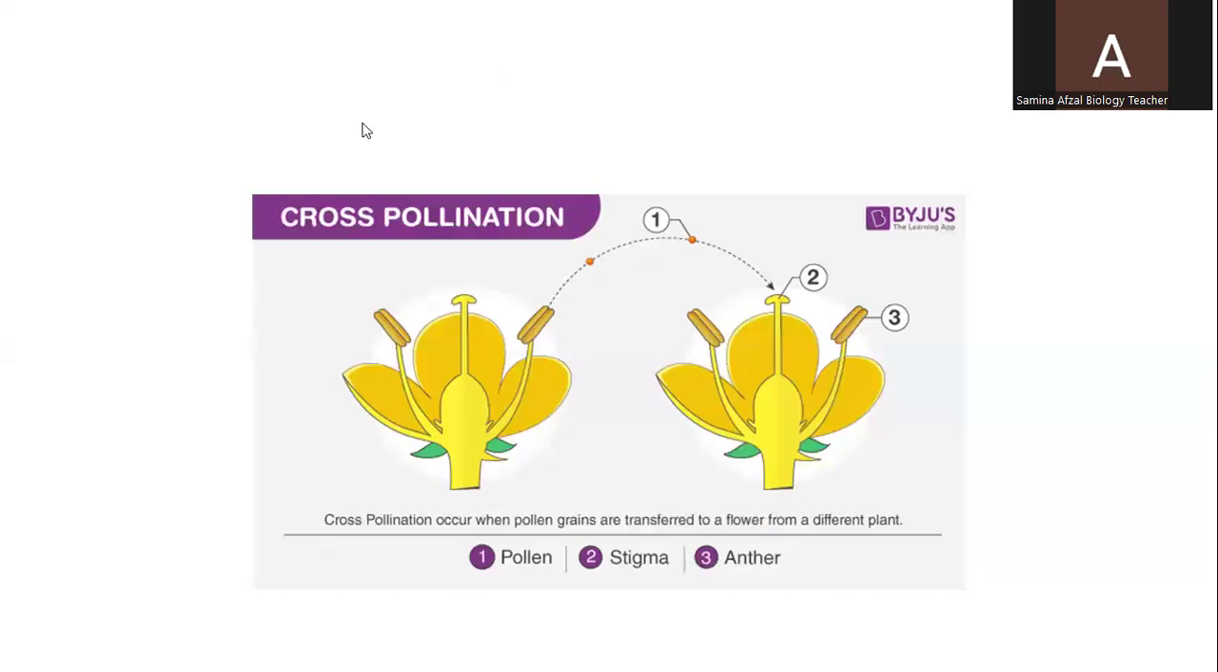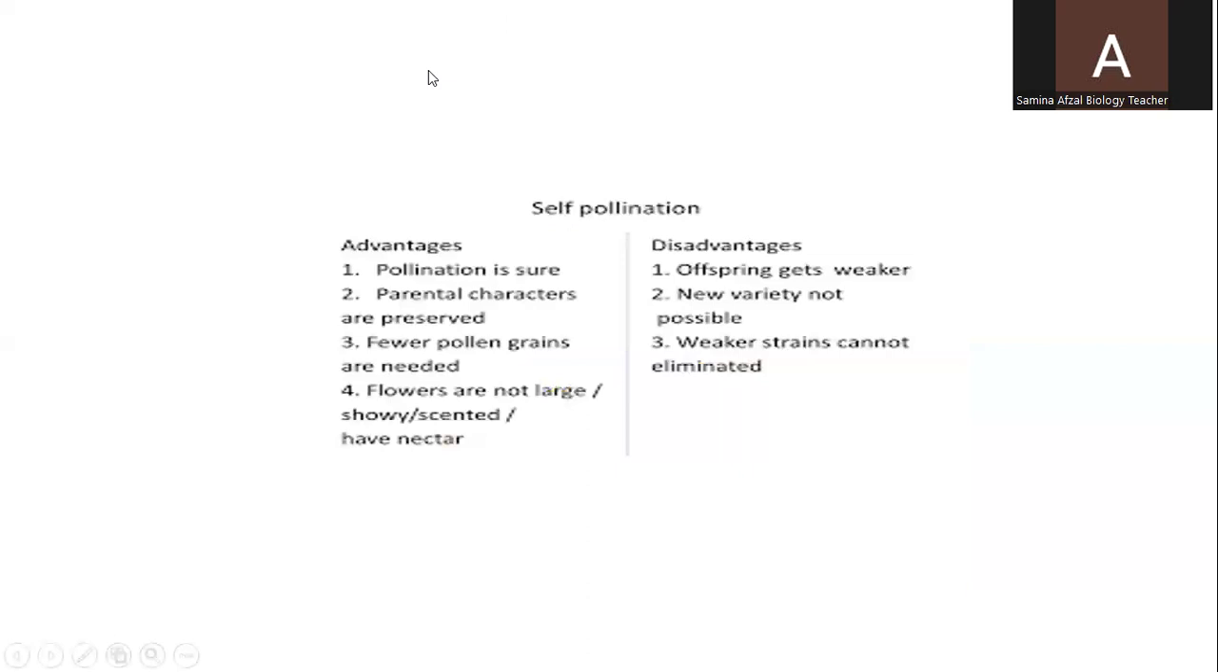Now the advantages and disadvantages of self-pollination. First of all, the advantages. Pollination is sure. Pollination will occur as the pollen has to transfer to the same plant. Parental characteristics are preserved, so the same characteristics will appear in the offspring. Fewer pollen grains are needed, as they have to reach very close. The same flower is there. Flowers are not large, showy, scented, or nectar-bearing. It depends on different species.